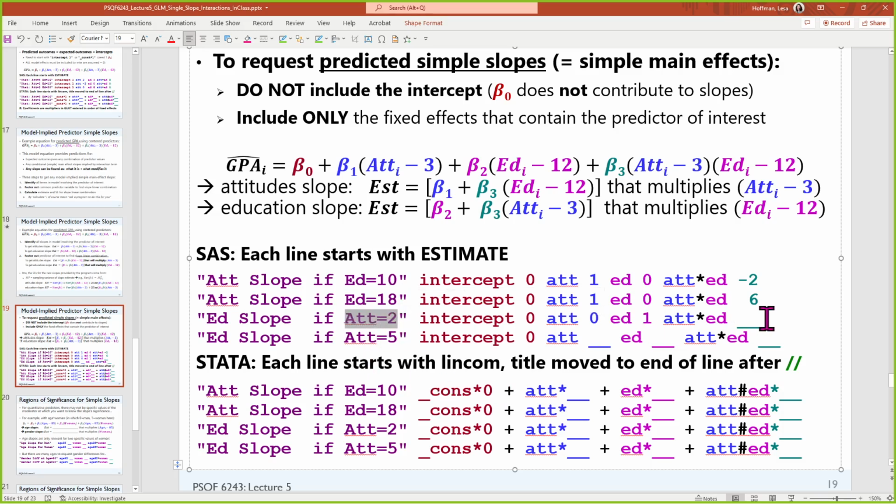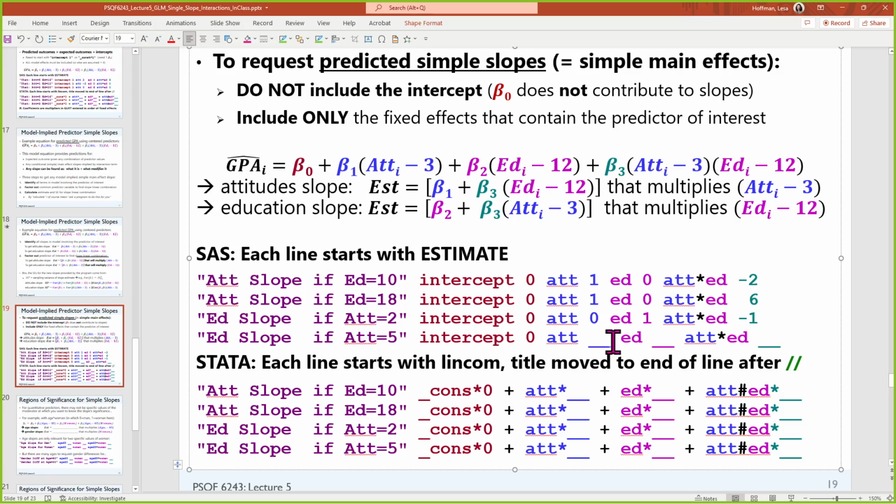Now, in this case, the value that goes after the interaction term is for the moderator. So if I want it for attitudes of 2, given that attitudes has been centered at 3, what do I type here? I type -1.